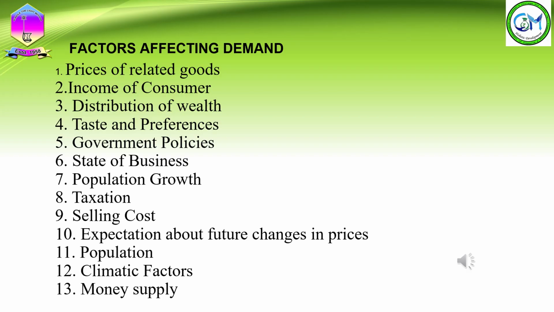Next one is income of the consumer. The income of the consumers also affects the demand. Generally, there is a direct relationship between income and consumer demand. The demand for normal goods increases with the increase in income and falls with the fall in income. In the case of inferior goods, the demand falls with an increase in income and rises with the decrease in income. That is called inferior goods.